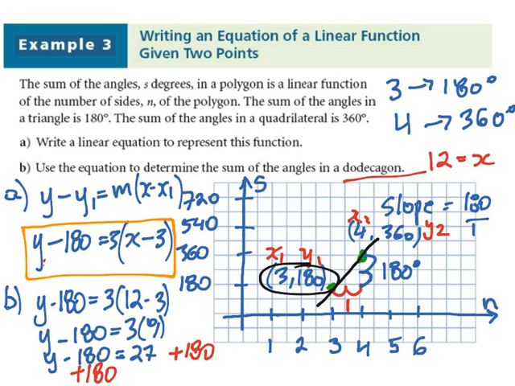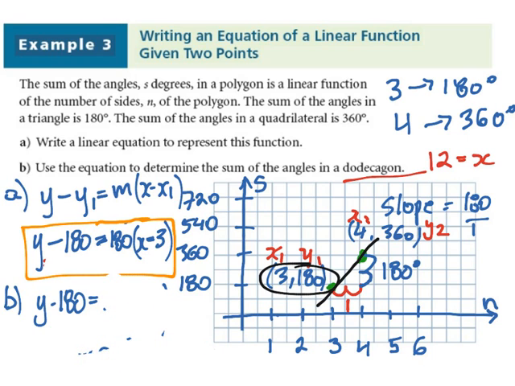So we have to make sure that when we're copying our equations, we don't make copying mistakes with the values. So it's actually 180 times bracket x minus 3. That changes our equation just a little bit. So we're still looking for a dodecagon. In this case, the x, or number of sides, is 12. And we still have y minus 180 equals 180 times 9.